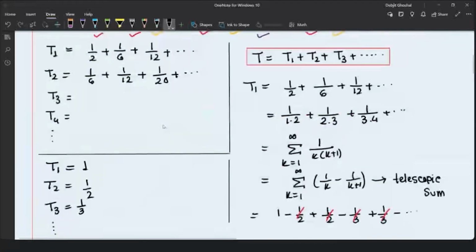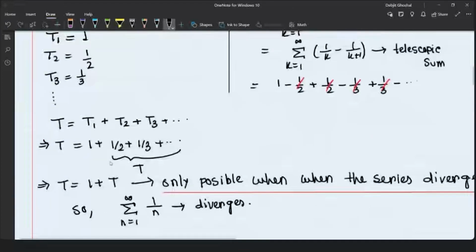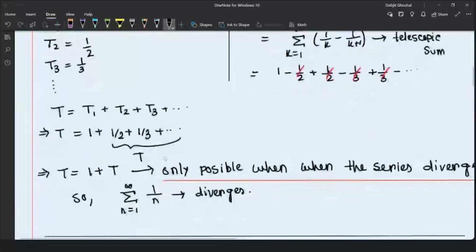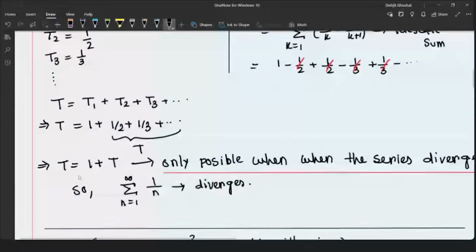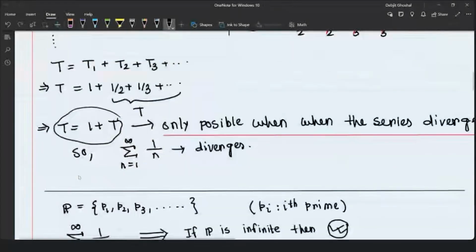So we have T equals 1 plus itself, T. Okay, so we have this equation T equals 1 plus T. But we assumed that T is convergent, but this is only possible when T is divergent. Because if T converges to some finite limit, suppose K, K cannot be equal to its successor. So my original assumption was wrong, that T is convergent. So T has to be divergent.